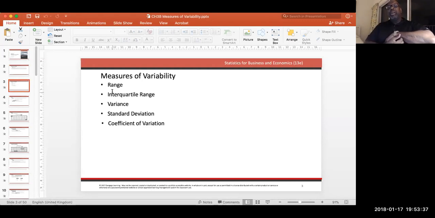All right? But that could be very dangerous, because you may have extreme values, and the extreme values might make it look like there's a lot of variability when in fact there is not a whole lot of variability. And so we have to then look at some of the middle numbers.